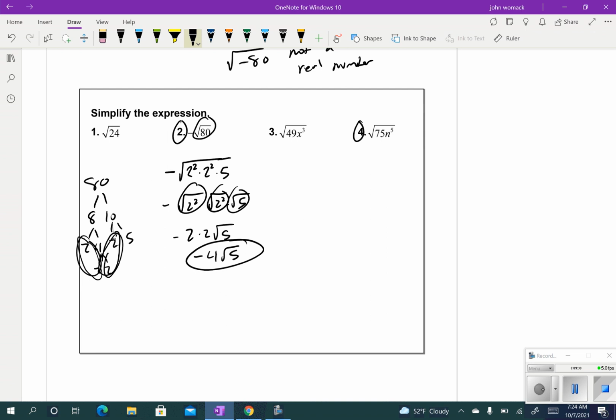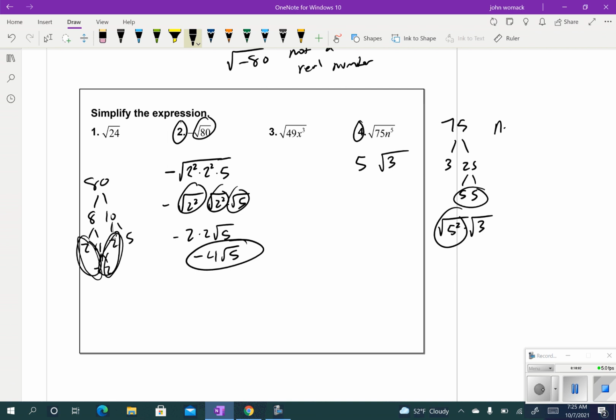So when you have 75, now I have a variable, just do the number first. So start with the 75. That's 3 and 25. 25 is 5 and 5. So I've got a pair of factors. And I've got that 3 that doesn't have a pair. Okay, square root of 5 squared is 5, and I've got the square root of 3. But I still need to work with that n to the 5th.